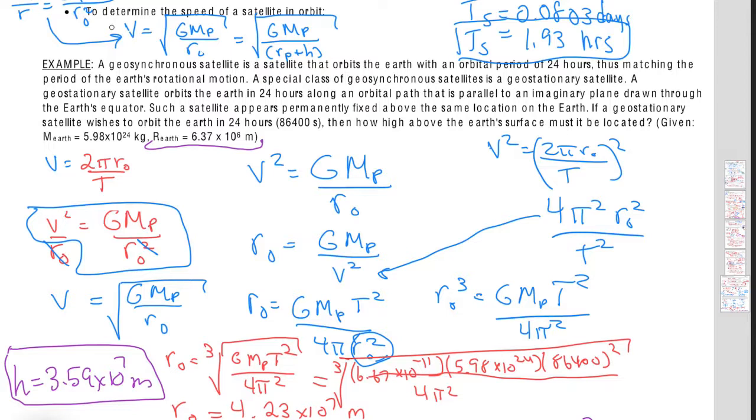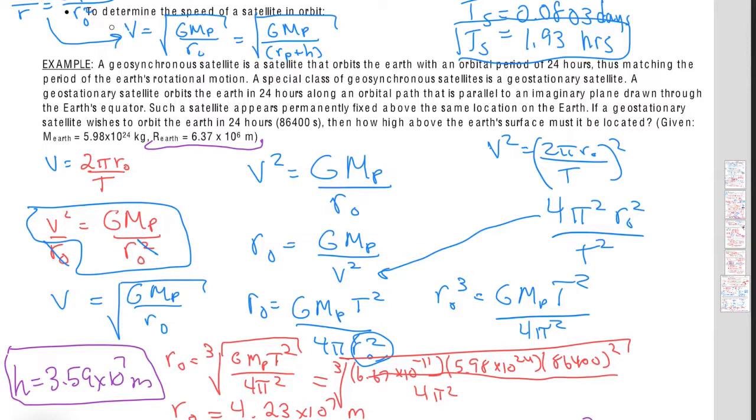Just to give you a comparison, let me look that up. The International Space Station is 254 miles. Let's put that in meters. It is 408,000 meters above the Earth. So you can see that it's not in a geosynchronous orbit, because it's way smaller than that.